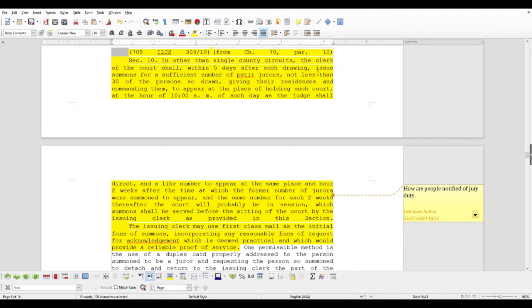Issue summons of sufficient number of petit jurors, not less than 30 of persons so drawn, giving their residence, and commanding them. Oh, so you're commanded to show up. To appear at the place of the holding of such court, as directed, and a like number to appear at the same hour. Okay, so the issuing clerk may use first class mail as the initial form of summons, incorporating any reasonable form of request for acknowledgement, which is deemed practical and which would provide a reliable proof of service, right? So first class mail, right?